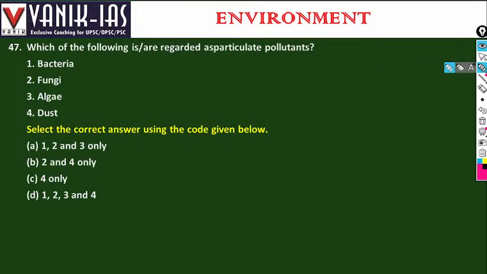So particulate pollutants: bacteria can be a pollutant, fungi can be a pollutant, dust can be a pollutant, algae can also become a pollutant, right? So all of them are the answer. Particulate pollutants, that means they have some physical existence. Next question.